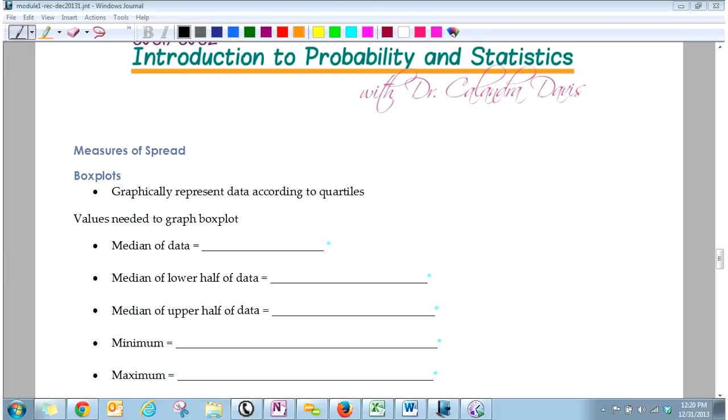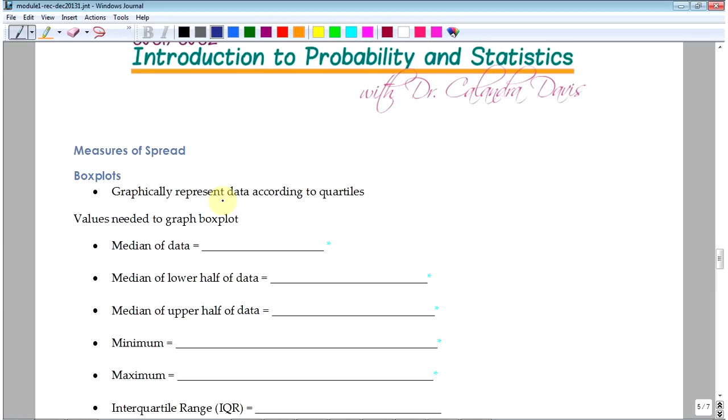Measures of spread. Box plots give us a way to graphically represent data according to quartiles, and this will give us a way to be able to tell how far apart the data are spread. So before we look at how to graph a box plot, you need to be familiar with some terminology.